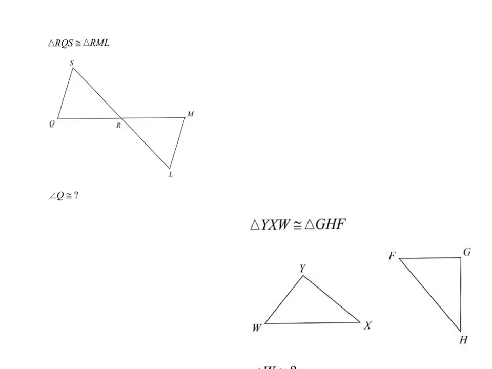All right, these will be our last two problems. The top one, we have a congruency statement that says that triangle RQS is congruent to triangle RML, and they want us to tell them what is congruent to angle Q. So in the first part of our congruency statement, we have angle Q written there. It's the middle letter. So we know that it's going to correspond with the middle letter of our second triangle. So it's going to be angle M. All right, and if you want, you can definitely mark them up. So you can mark that angle M is congruent to angle Q if you want.